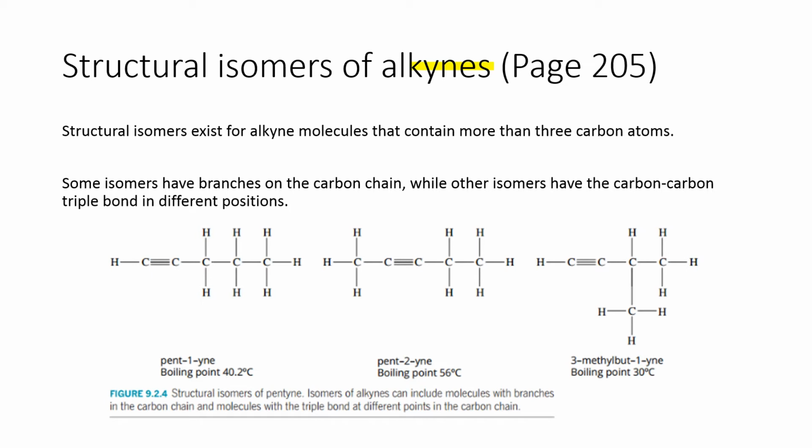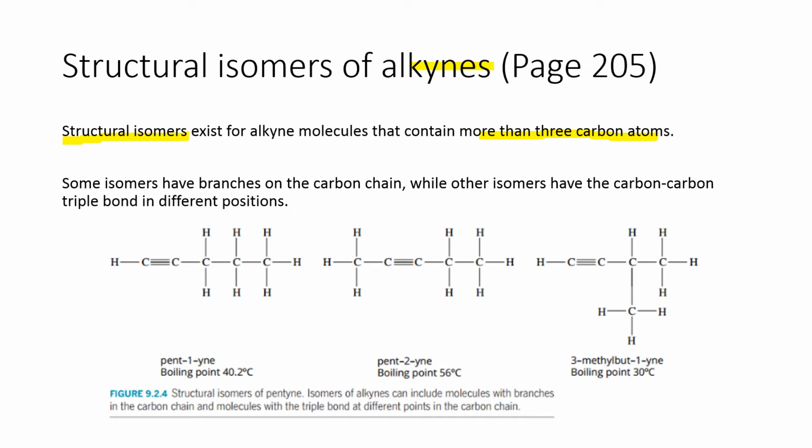So when we talk about structural isomers, once again, we are talking about molecules that have the same molecular formula but different structural arrangement. When we are talking about the structural isomers of alkynes, they contain more than 3 carbon atoms. So if they have 4 carbons, 5 carbons, and so on, it means that they do have a structural isomer.